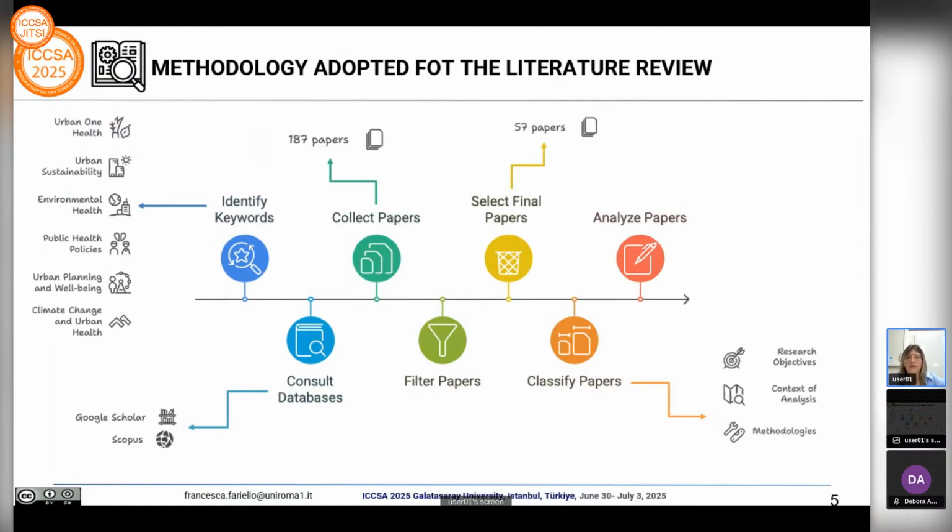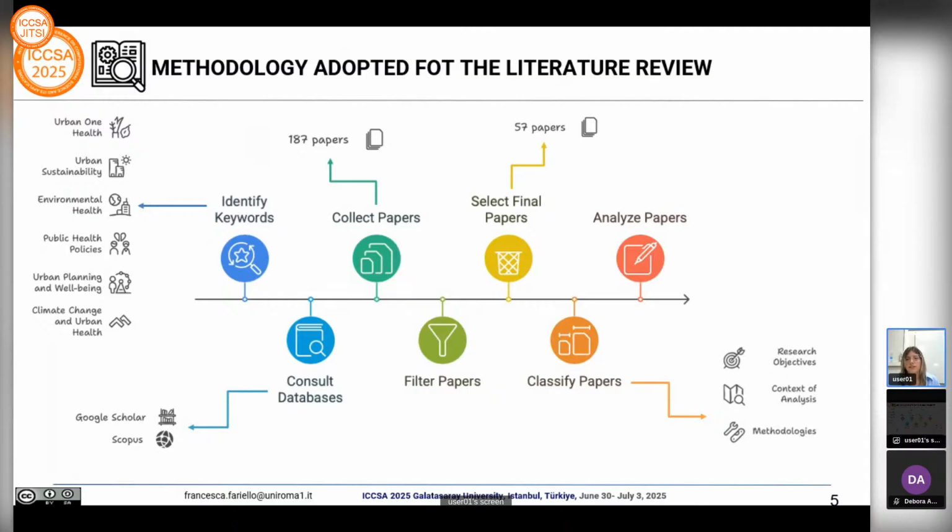Then the context of analysis, including the geographical setting and thematic focuses examined in the studies, for example, pollution, exposure, green space accessibility, etc. And the methodological approaches, referring to the techniques used, which range from systematic reviews and empirical modeling to the application of GIS tools, environmental indicators, and health impact assessment.